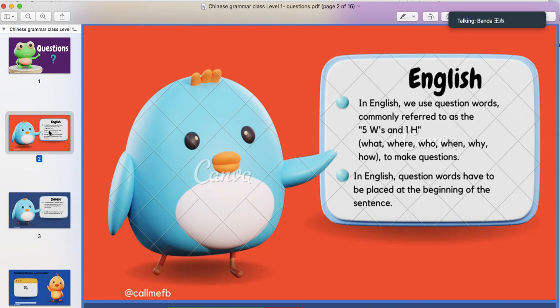So in English, we use questions which are commonly referred to as 5Ws and 1H, and we're familiar with these ones. And also, we have to place the question part at the front, right? What is your name? Where do you live? At the beginning, you already know, okay, this is a question because that's how the sentence starts.